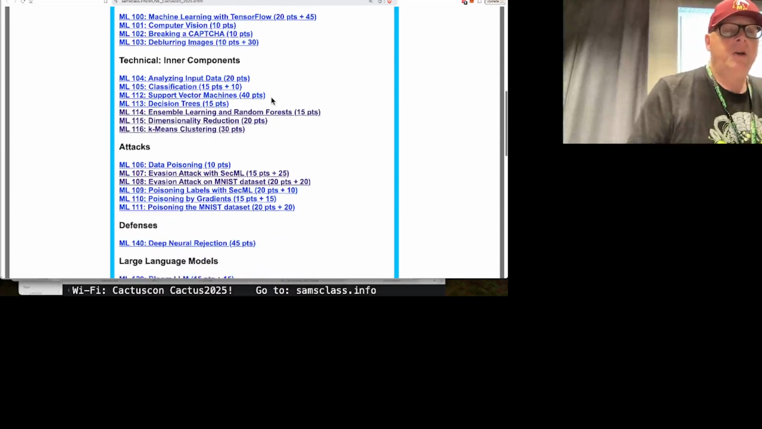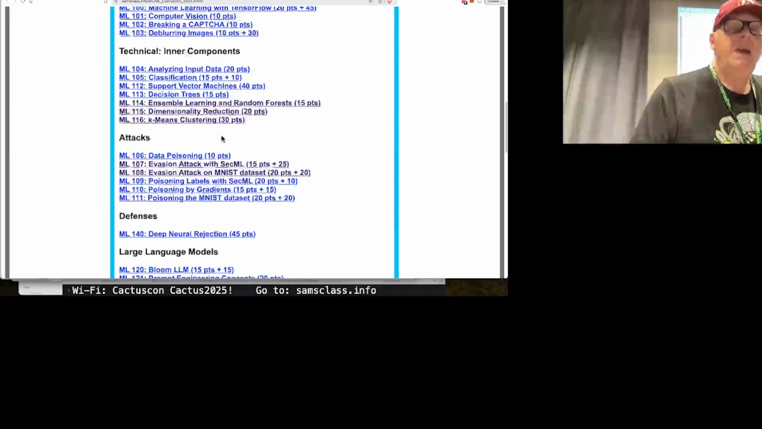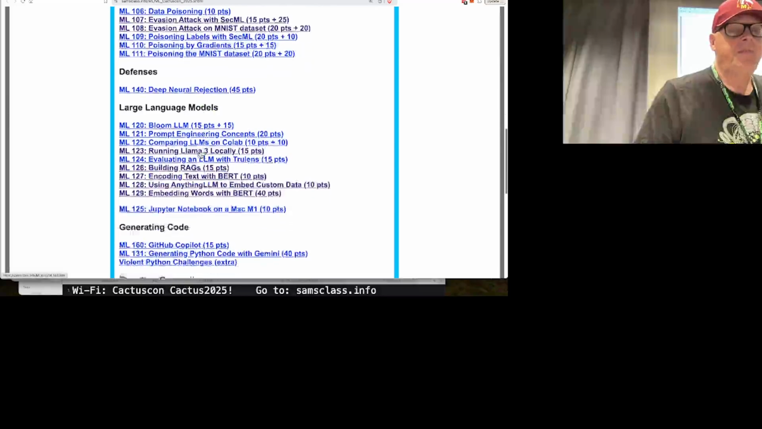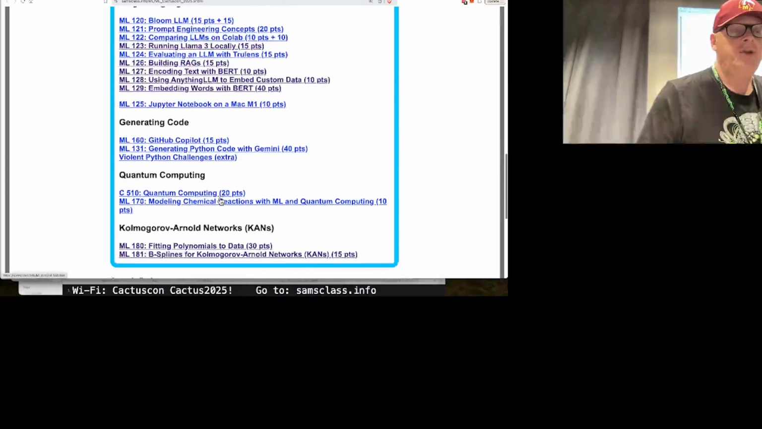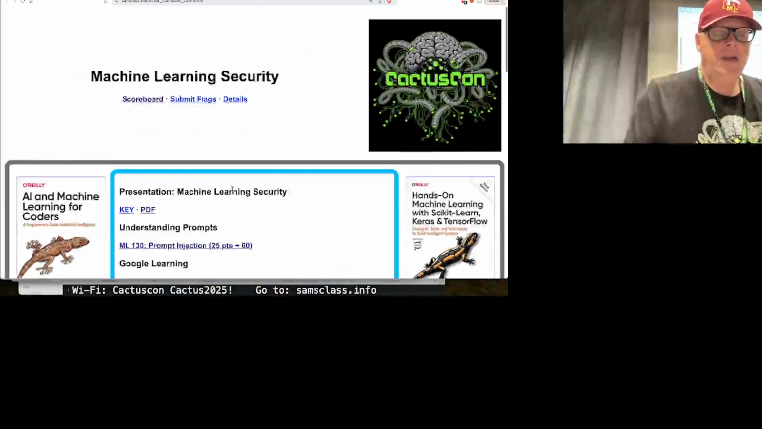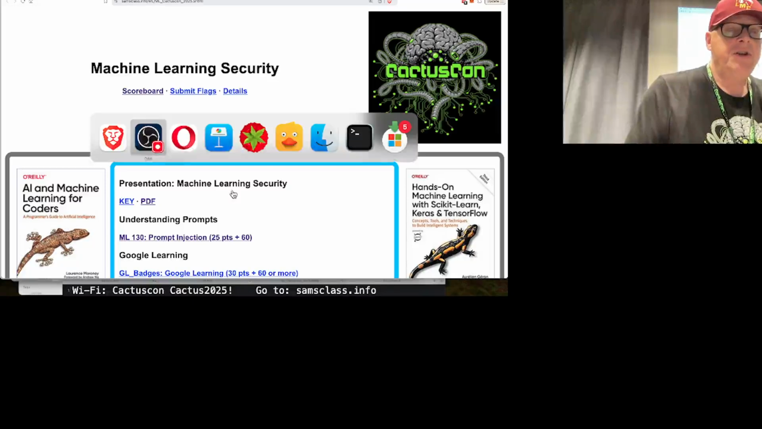But anyway, so we'll set up some machine learning models and train them and go through the main techniques of making them, and then talk about some of the attacks and defenses. And then have a lot about large language models and some crazy advanced stuff at the bottom, like quantum computing and the very newest, called Kolmogorov-Arnold networks. So let me start with my slides, the first presentation here.